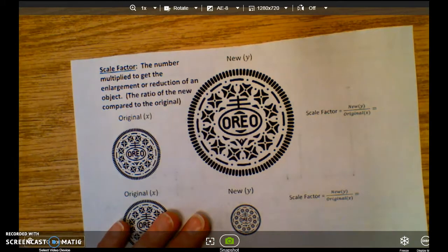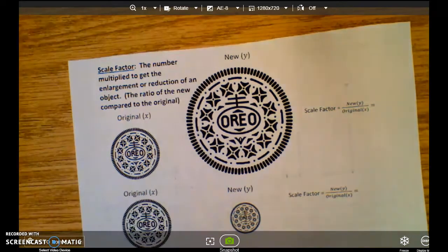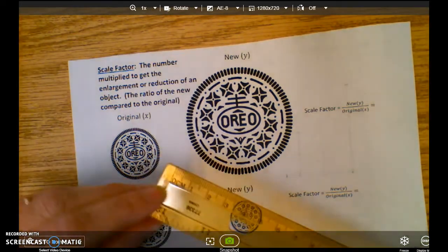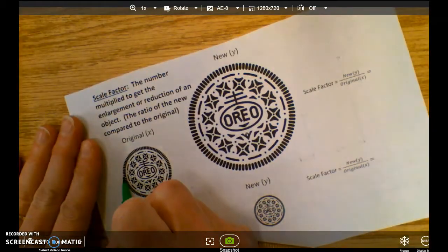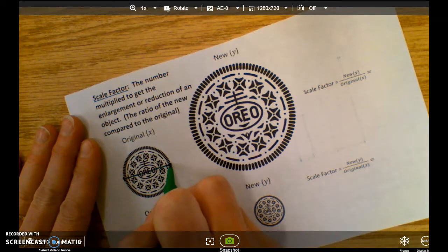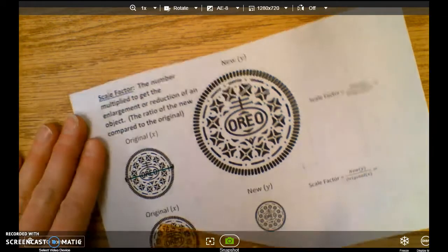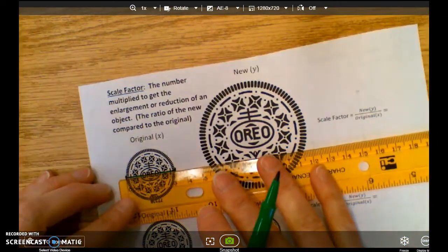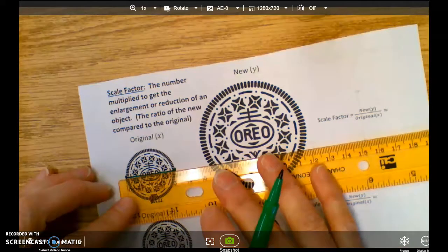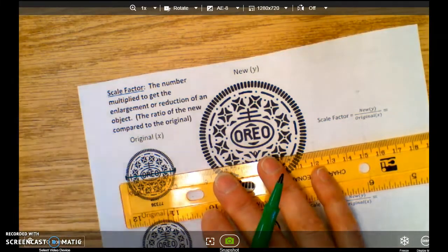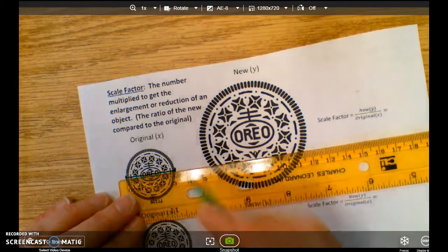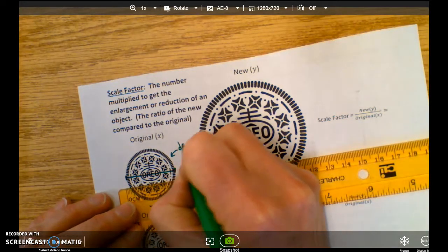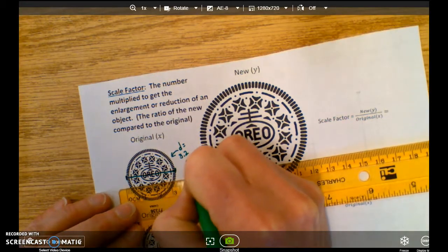So what we're going to do is take a ruler, and we're going to take the side that is centimeters. And I think what we're going to do is measure the diameter. I think it's pretty easy. If you go right through the word Oreo, I think we can figure out how long. This one looks like it is probably, I'm going to say it's about 3.2. So the diameter is 3.2 centimeters.